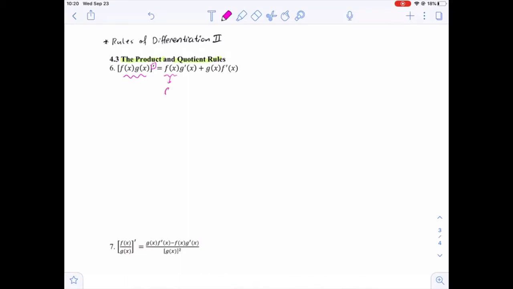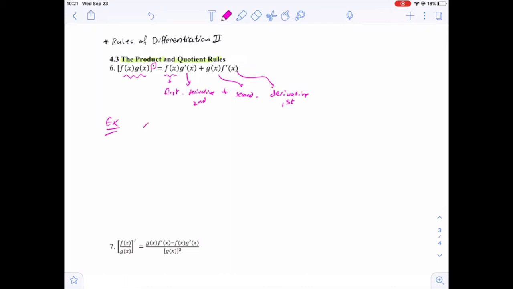The first times the derivative of the second, plus the second times the derivative of the first. Okay, so let's take an example.